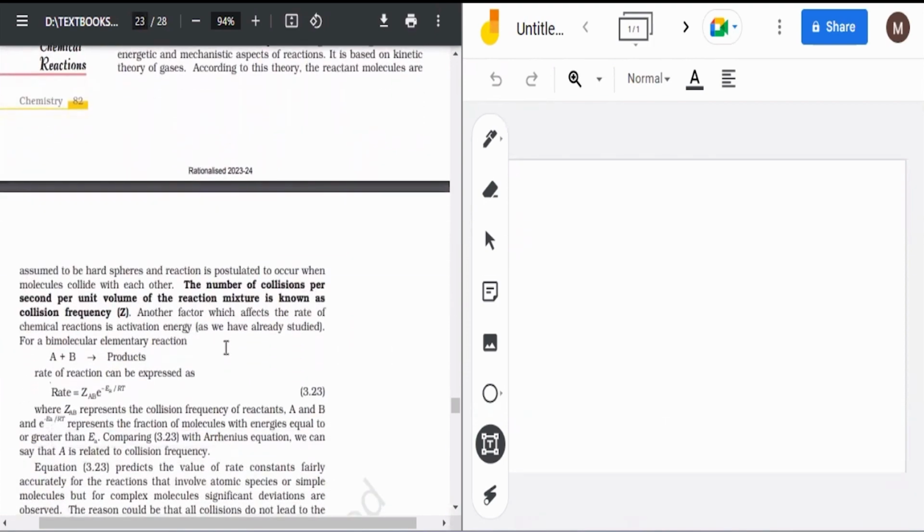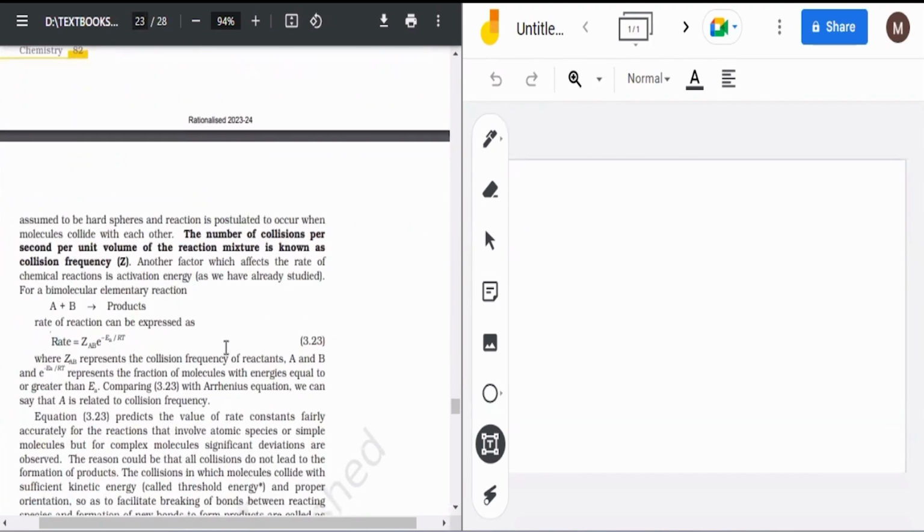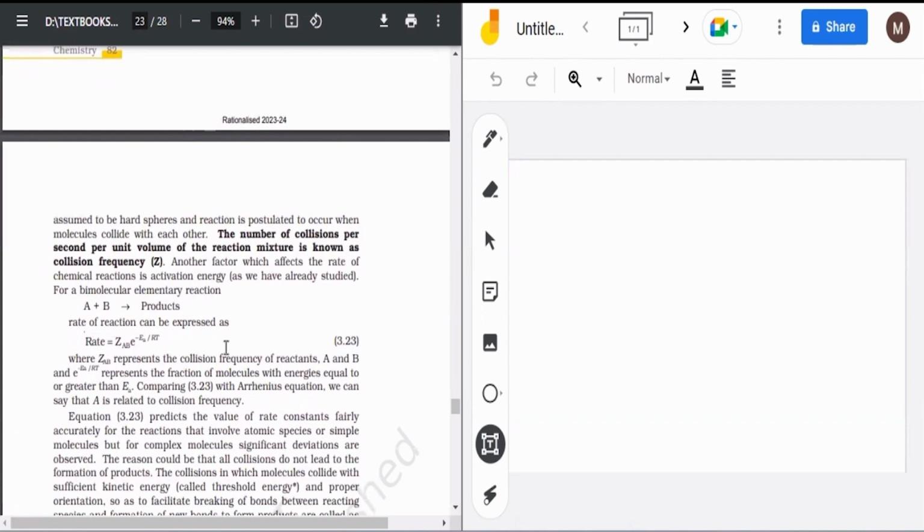Now, coming to collision theory, what collision theory says is that the number of collisions per second per unit volume of the reaction mixture, known as the collision frequency, is Z.